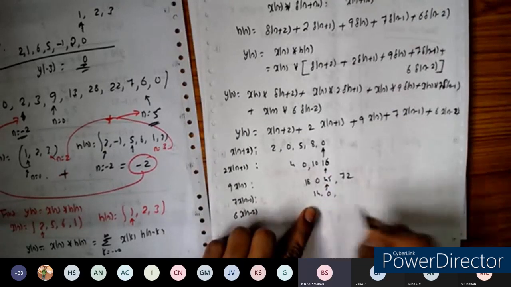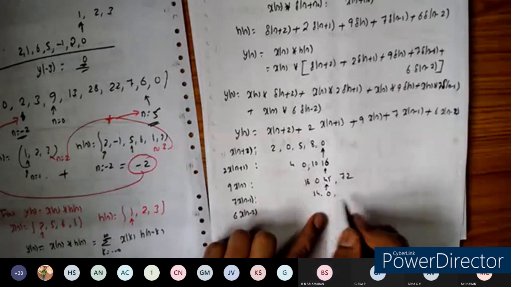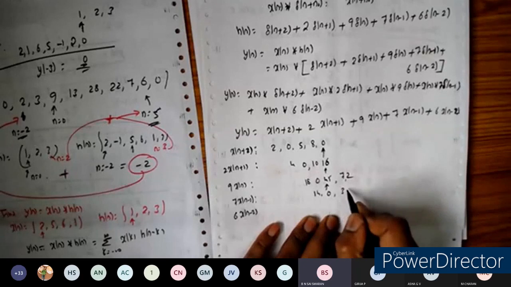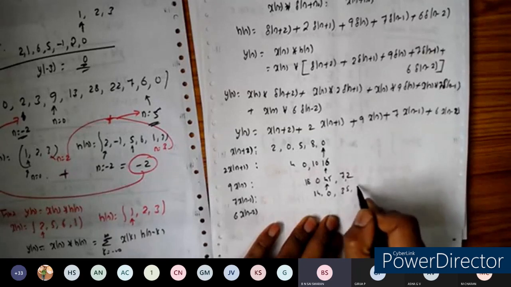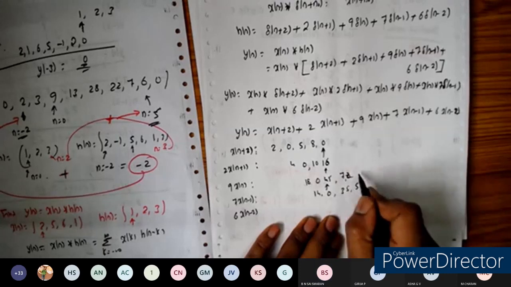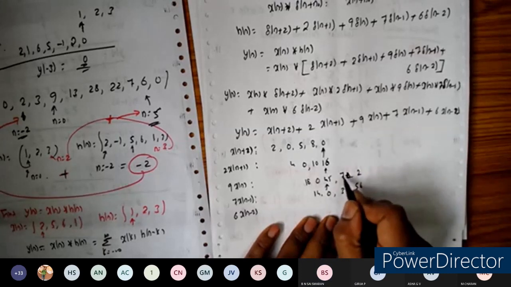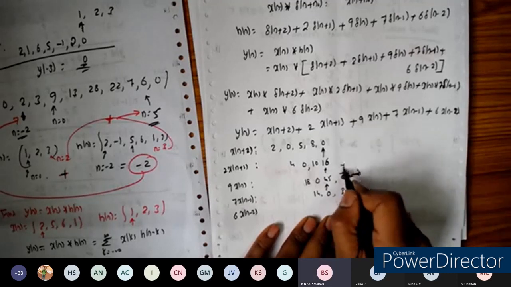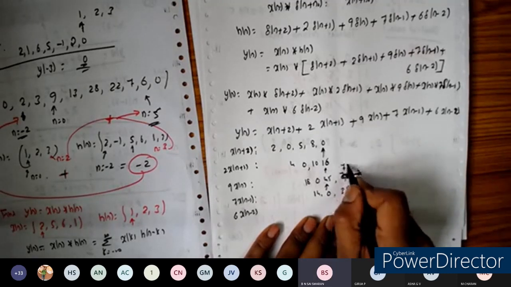The origin will be 0, correct? Yes. 35 and 35, 56. 7 8s are 56. Okay, we'll get that here. This previous one is 72, right? Yes, sir, 72. Okay.